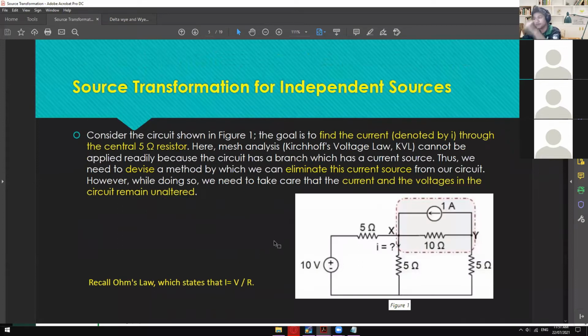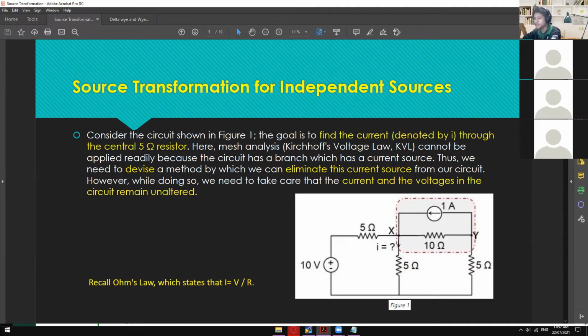Anyway, let's start now with our first example. Let's have an independent source for now. Later on we're going to have an example for the dependent source. Our goal right here is to find the current, denoted by I, through the central 5 ohm resistor. So we have to find the current flowing on this node X or this branch right here. As you can see, we cannot just simply apply Kirchhoff's law or mesh current analysis because we have this current source right here. Well, we can transform this one first and then apply mesh analysis or Kirchhoff's law later on. But since we're talking about purely source transformation, we are not going to use that one to find that specific I in here. We're going to use purely source transformation.